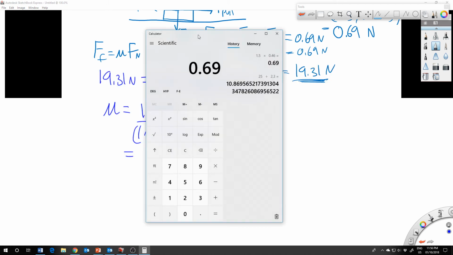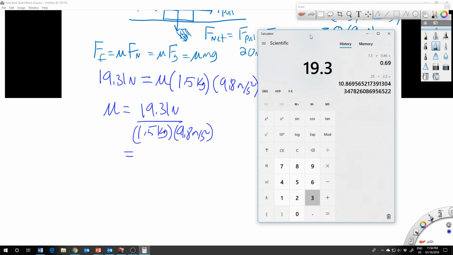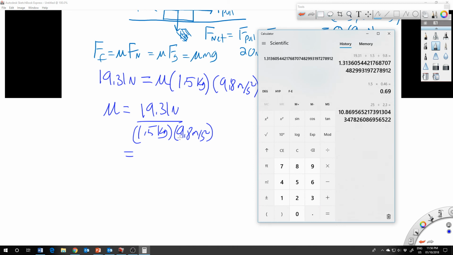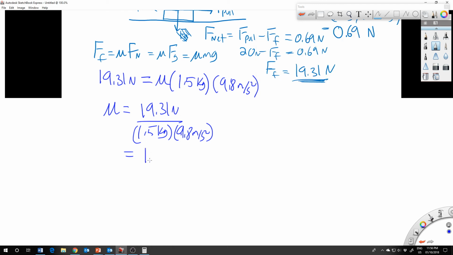Calculator. 19.31 divided by 1.5 divided by 9.8. Ooh, it's terrible. I have a coefficient of friction of 1.313 something. In two significant figures, this would be 1.3. There's my coefficient of friction. Seems a little high. Must not be a very good sled, or the surface, or it could be pulling the sled on sandpaper. Yes, there we go.